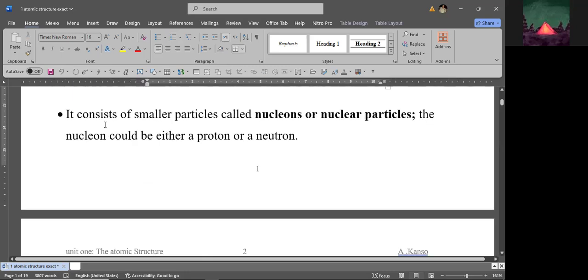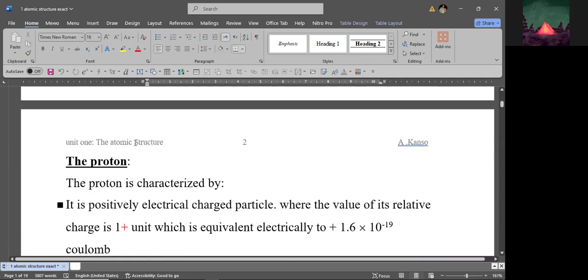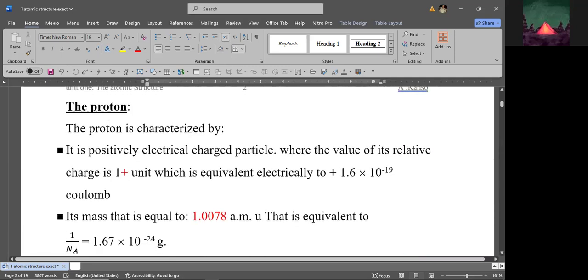Now, the nucleus, we say, what are the particles that are living in the nucleus? It consists of smaller particles called the nucleons. Nucleons are called the nuclear particles. These nuclear particles that we call nucleons are living in the nucleus. They are either a proton or a neutron. Protons or neutrons are the individual particles that exist in the nucleus. Now let us speak about each, the proton and the neutron. The proton. What is a proton?